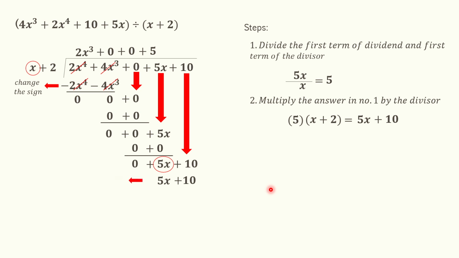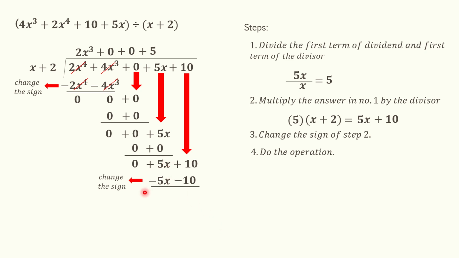Then, next step is we have to change the sign. This time, nag-change tayo ng sign kasi hindi naman 0 to. So, we have to change everything. Ito lahat positive, so gawin nating negative. So, negative yan lahat. Then, you proceed now to operation. Let's add this one. So, 5x minus 5x, magkaiba ng sign, so that is 0. Ito, 10 and 10, unlike sign, so, subtract, so that is 0. If you notice, wala na tayong ibababa, and wala din tayong remainder. So, in this case, walang remainder yung problem natin, kasi 0 lahat.